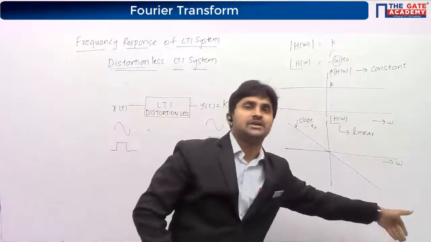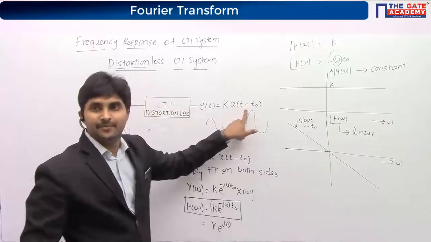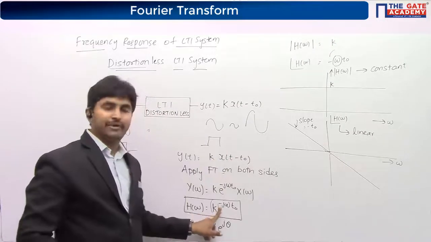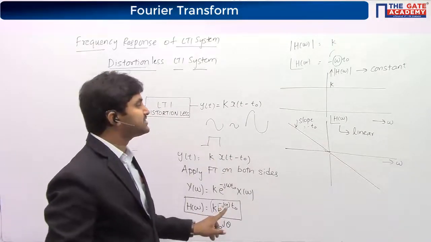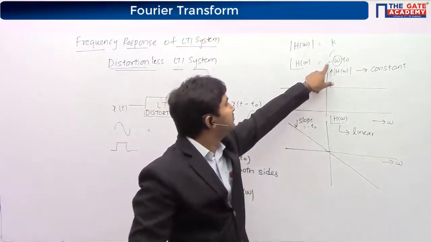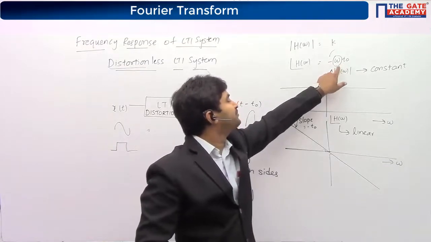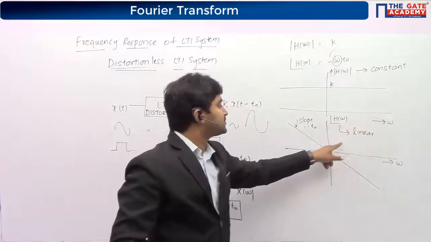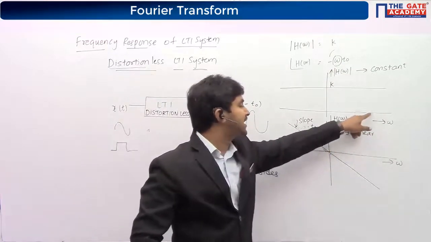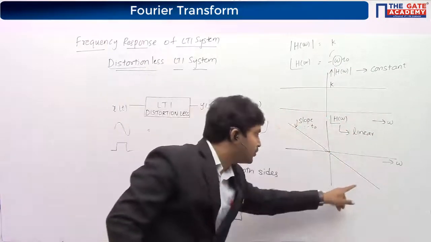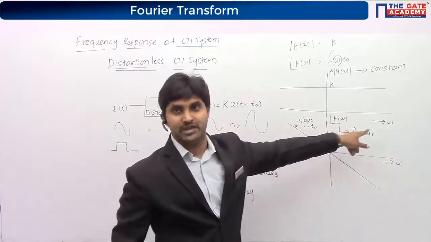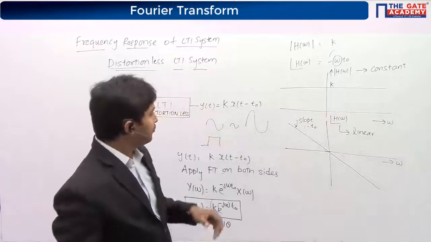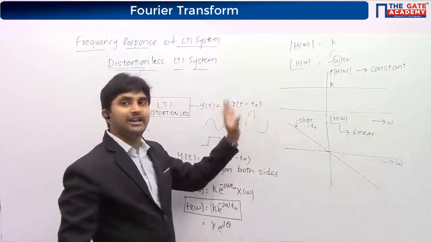See, if I consider advancing, then what would happen? If I consider advancing here, in that case it will become plus here. So it would be the same line plus t naught omega. Okay, now the slope would become something like this. It means that instead of having a negative slope, you would have had the positive slope. That is the difference.